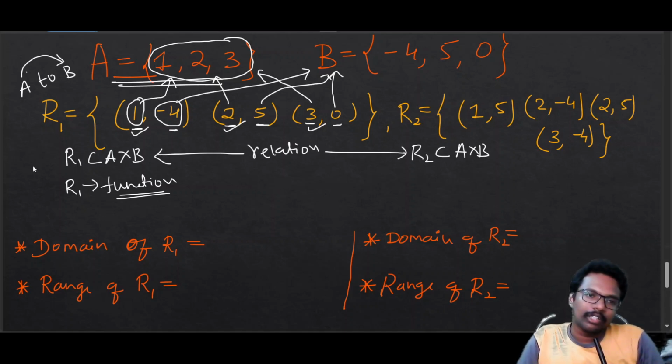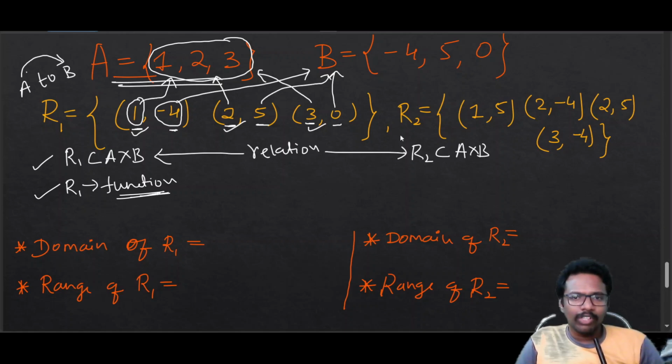So now we can call this R1 a relation, and also we can call this R1 a function, because it is satisfying both definitions. The relation definition is satisfied, and the function definition is also satisfied. So it means R1 is a relation, but it satisfies a special condition which I have mentioned in the function definition. So it satisfies that definition, so now I call it a function.